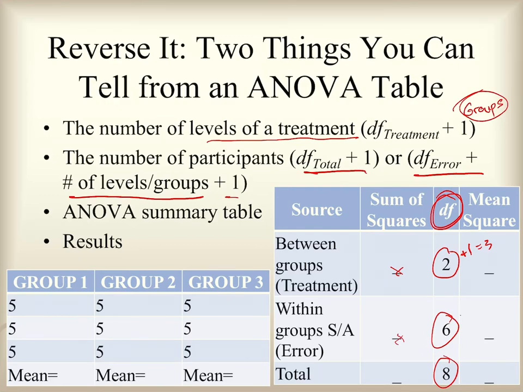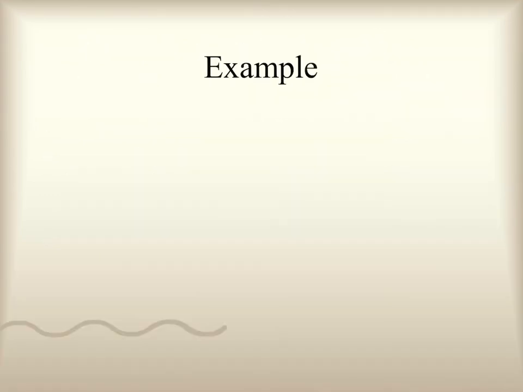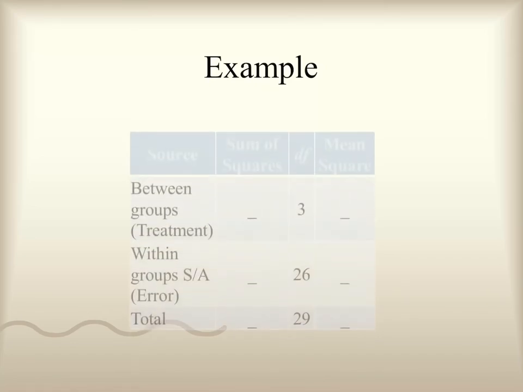For our within group error, to find the number of participants, we add the degrees of freedom within plus the number of levels of groups. My bad on that, plus 3. So 6 plus 3 gives us 9. Okay. So let's do this for one more example here.